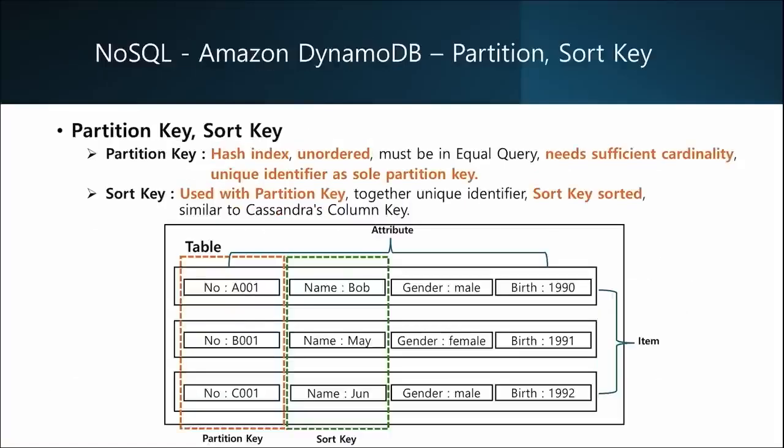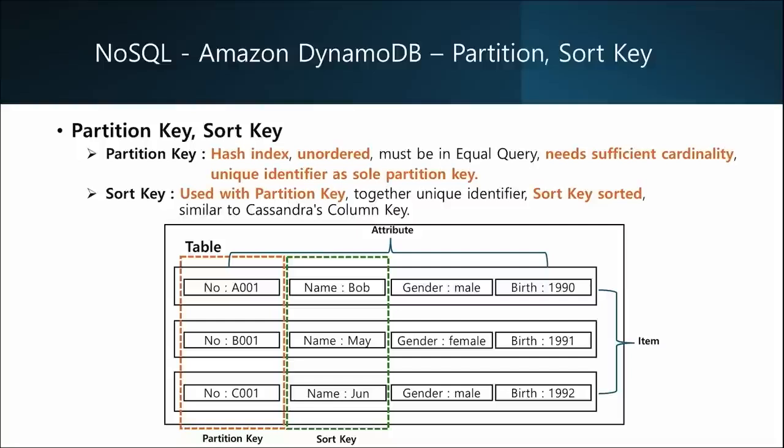Let's take a closer look at partition and sort keys in DynamoDB. As you can see in the picture, if you think of the entire thing as a table, each row is called an item, and the columns in the item are called attributes. Among these columns, the one that acts like a primary key in an RDB is the partition key. In this data, the number can be the partition key, and the sort key can be the name. This partition key is indexed by hash value and is not sorted. This partition key must have sufficient cardinality because it is used as a unique value, like a primary key, when only one partition key is used.